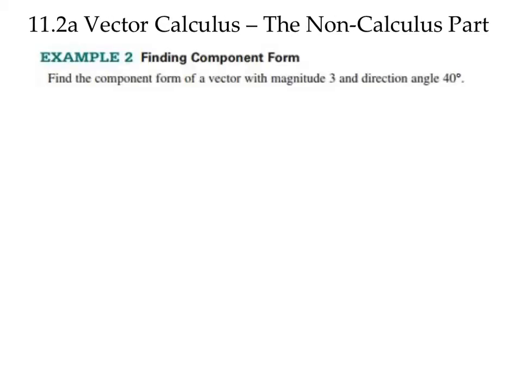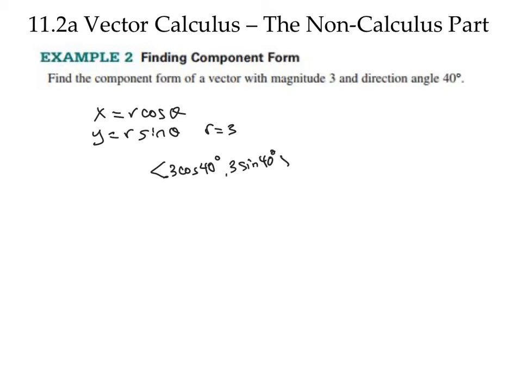From working with general circle trigonometry, you probably remember that x over r is cos theta, or x is r cos theta. Similarly, y is r sine theta. We'll use 40 degrees for theta, and for r, we'll use the magnitude 3. So the vector has 3 cos 40, 3 sine 40 components. And if we put that into our calculator, we get the components of this vector are about 2.298, 1.928.